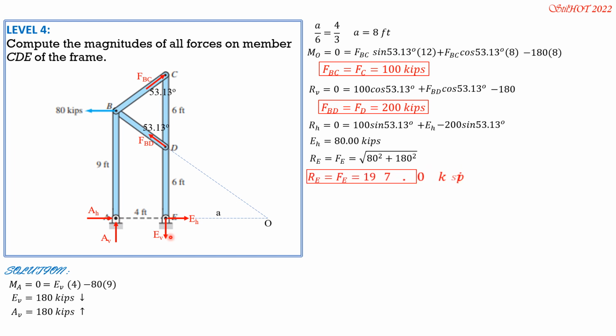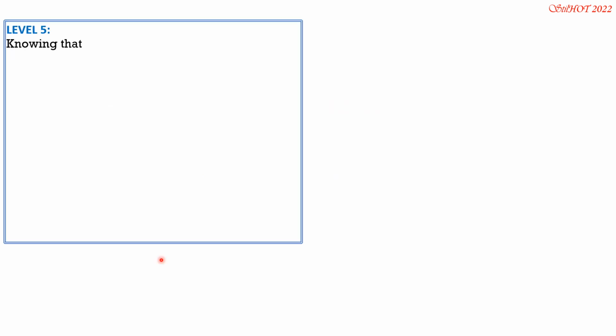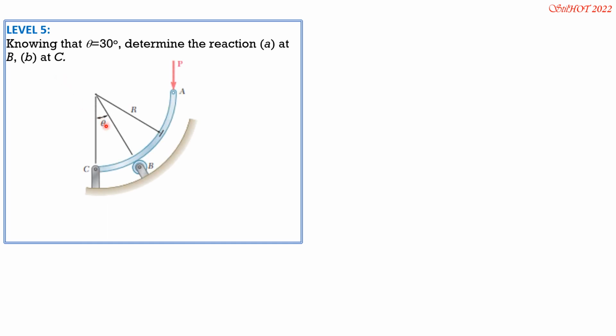So R sub E equals FE equals 197 kips. Knowing that theta is 30 degrees, determine the reaction at B, then at C. So for the reaction at B, it is up to the left, of course. And R sub C, by the three-force body principle, should meet somewhere here. So it should be down to the right, and that's 30 degrees.